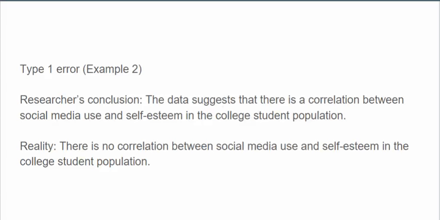So like I said, a type 1 error can happen if you happen to get some kind of unusual or non-representative people in your data just by chance.